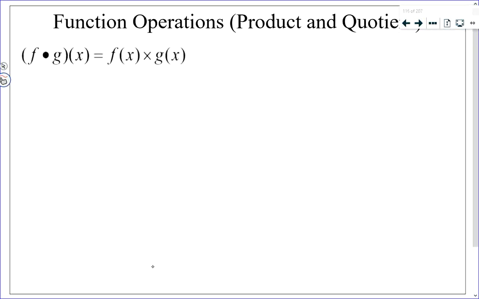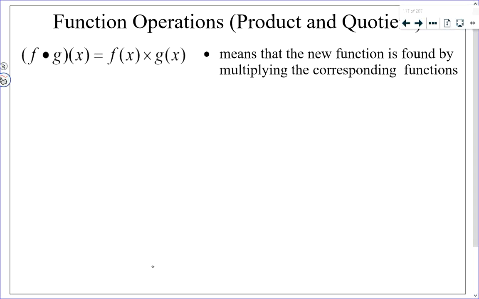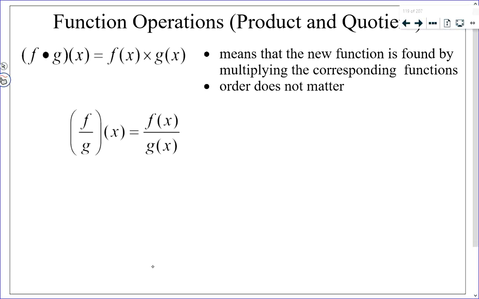Products and quotients, well, again, this first part is just about notation. F times g of x means f of x times g of x. And we use a solid dot to indicate multiplication in those brackets. It means that you're multiplying the two functions to get the new function. And order doesn't matter because when you multiply things, order doesn't matter.